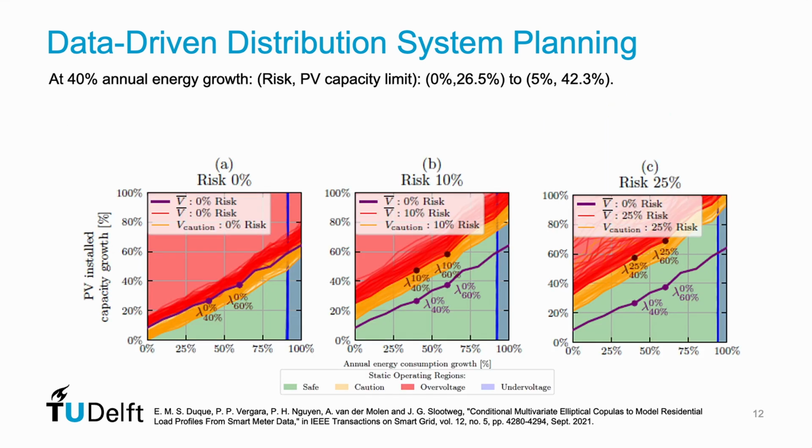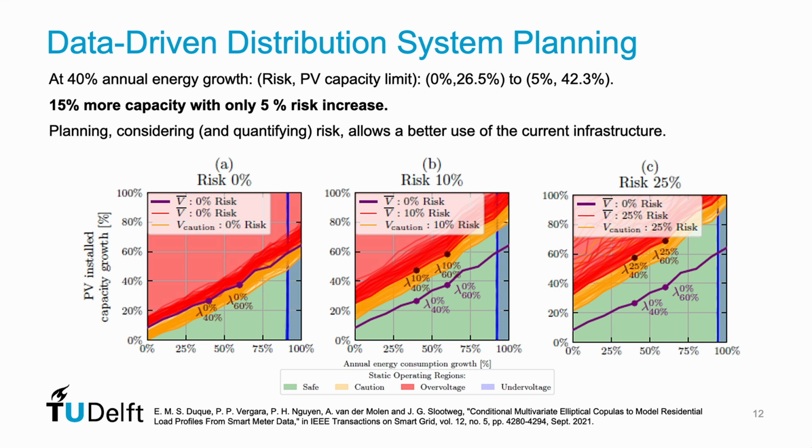Based on this, if 5% risk is allowed, the distribution system PV hosting capacity increases to 42.3%. This means that we gain 15% more capacity with only a 5% increase in risk. This example shows how planning considering risk allows for a more efficient use of the current infrastructure.